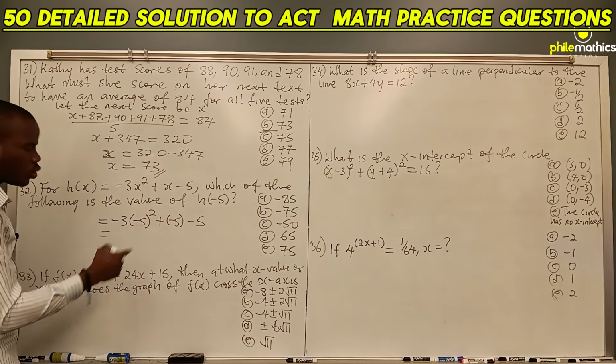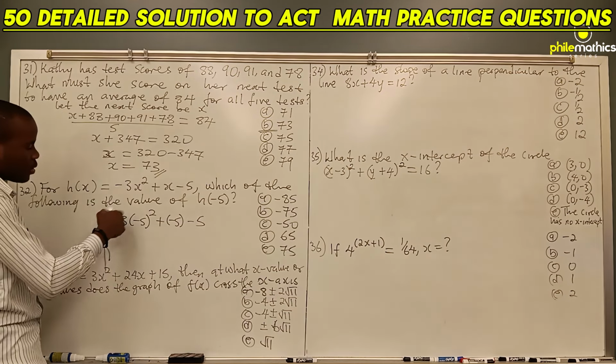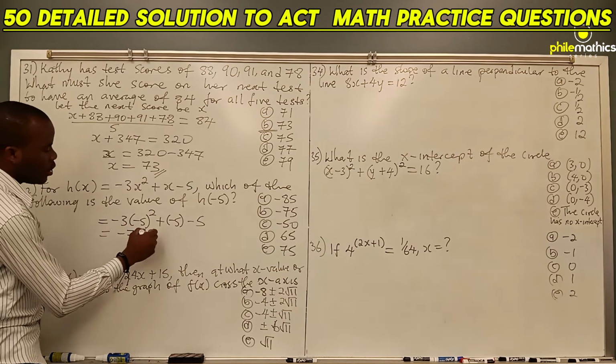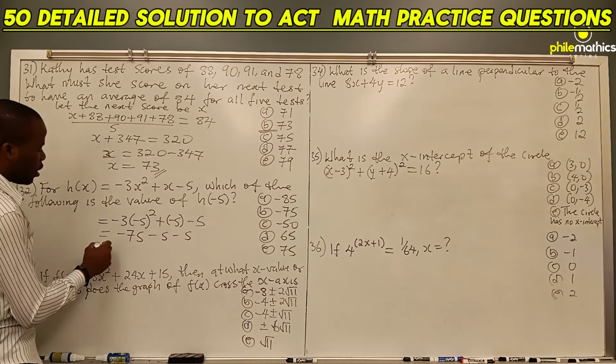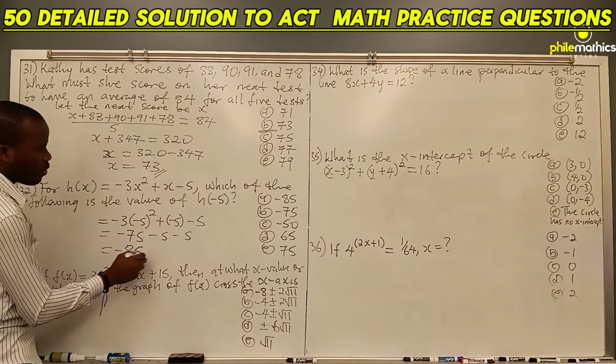Minus 5 squared is 25. 25 times minus 3 is minus 75. This is minus 5 minus 5. Minus 75 minus 10 is minus 85. So this is minus 85, which is A.